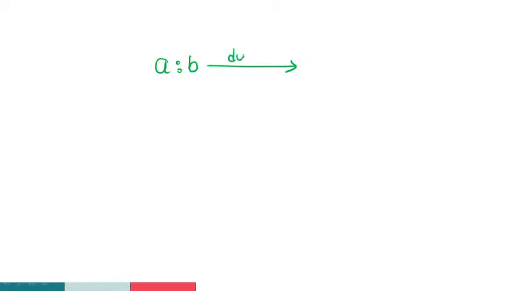Duplicate ratio. A is to B, duplicate ratio is A square is to B square. For example, 5 is to 6. The duplicate ratio is 5 square is to 6 square. 5 square is 25, 6 square is 36. Then the answer is 25 is to 36.